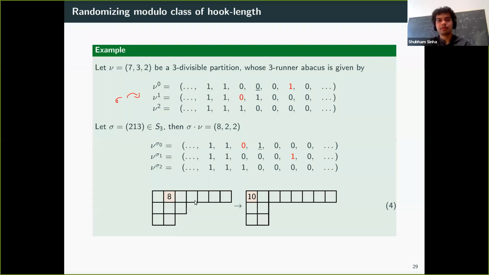Okay, so where was I? In this case, you have this hook length to be 8, which is 2 mod 3, and when you change the row, you get this cell whose hook length is 10, which is 1 mod 3.